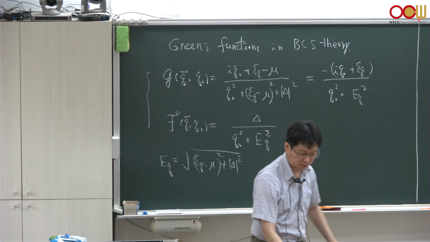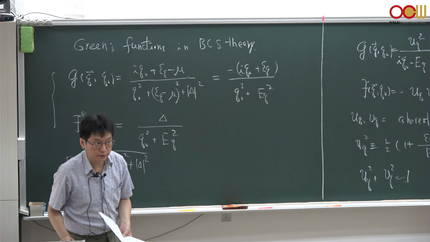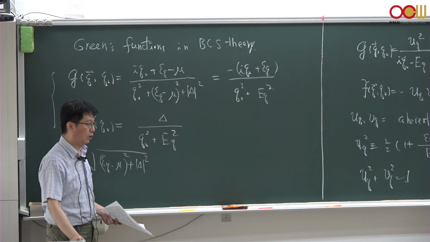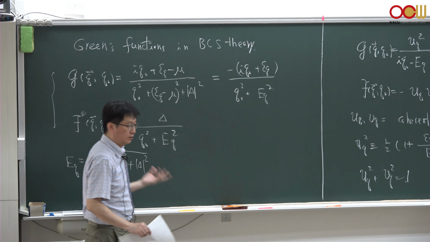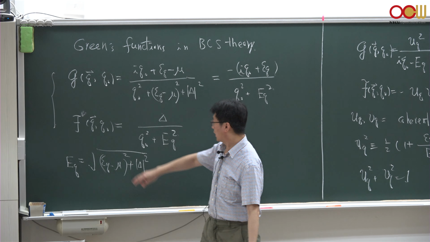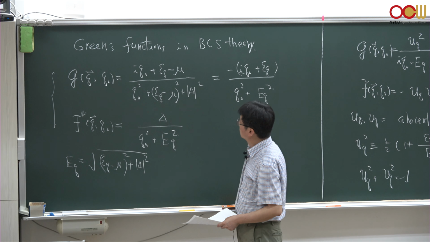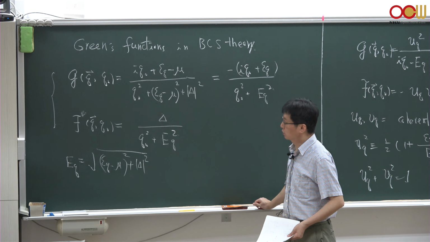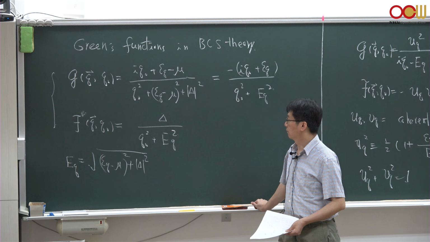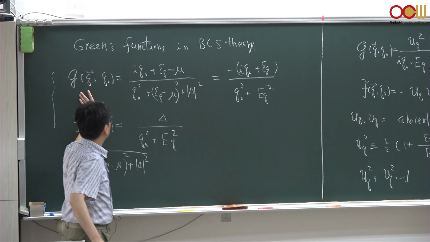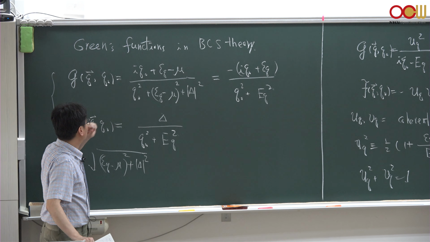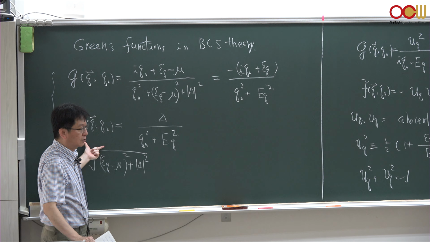Okay, so let's continue. Last time we solved the Gorkov coupled equations for the diagonal Green's function, G, and the off-diagonal Green's function, F. Once we Fourier transform the Gorkov coupled equations for the Green's functions in this BCS state, we get the solutions, which are given by these two expressions.